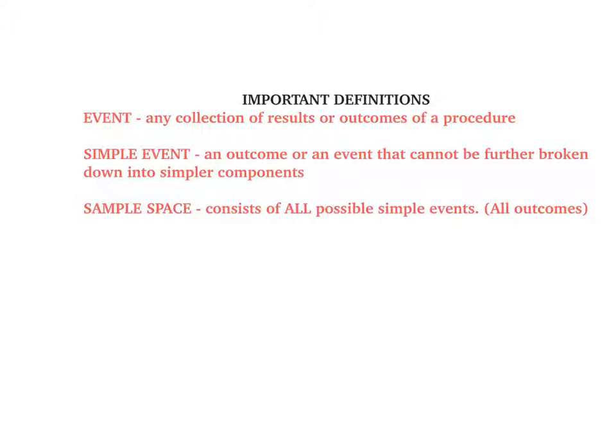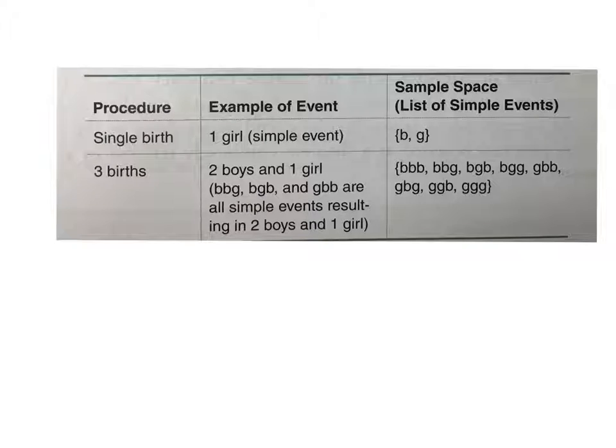All right, some very important definitions. An event is any collection of results or outcomes of some procedure or experiment. A simple event is one outcome of an event that cannot be further broken down because it's one outcome. The sample space is all the possible outcomes, all the simple events put together. And I'm going to show you some examples of these.